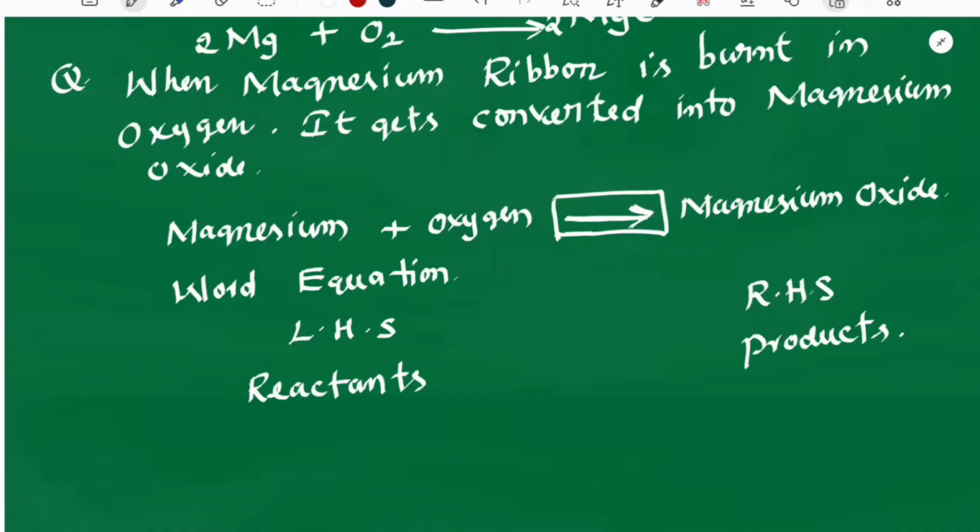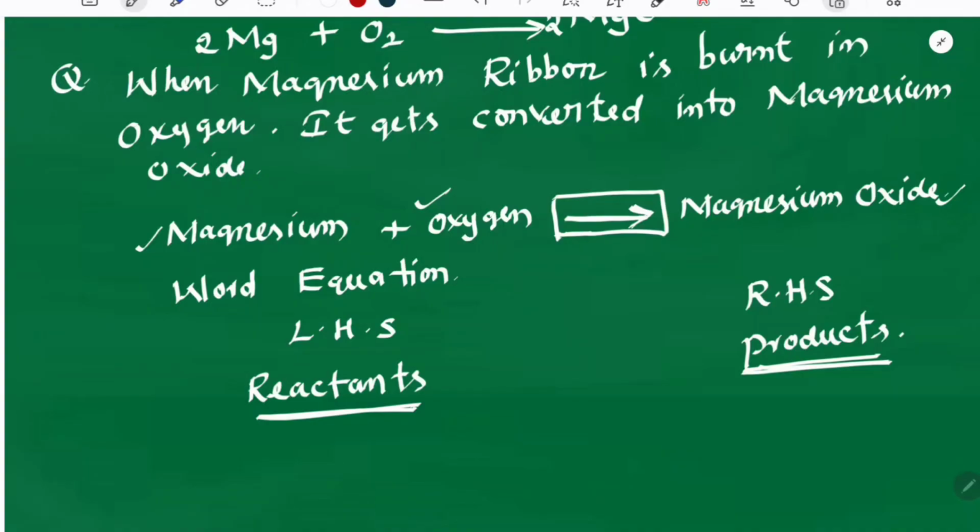So here, magnesium and oxygen are reactants, and magnesium oxide is a product. What does product mean? During the chemical reaction, the new substance that is formed is called a product.